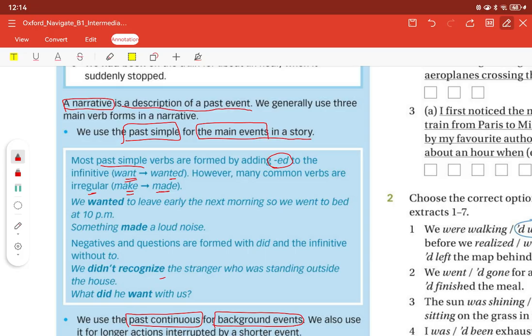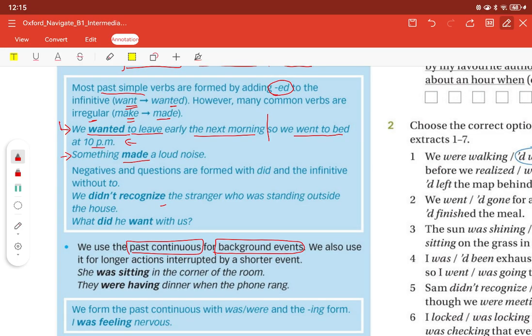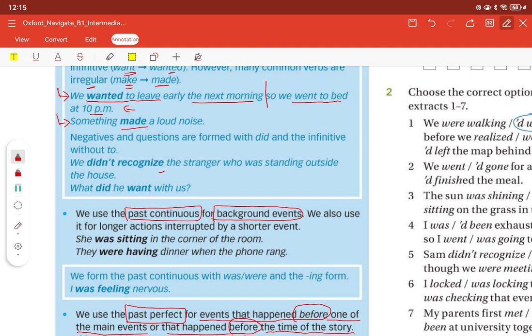So let's take a look at this example for the main event. We wanted to leave early the next morning, so we went to bed at 10 p.m. So what happened? They wanted to leave early the next morning, so they went to bed at 10 p.m. Okay, next, something made a loud noise. What happened? Something made a loud noise, maybe last night. Okay, that's the past simple. This is the main event here.